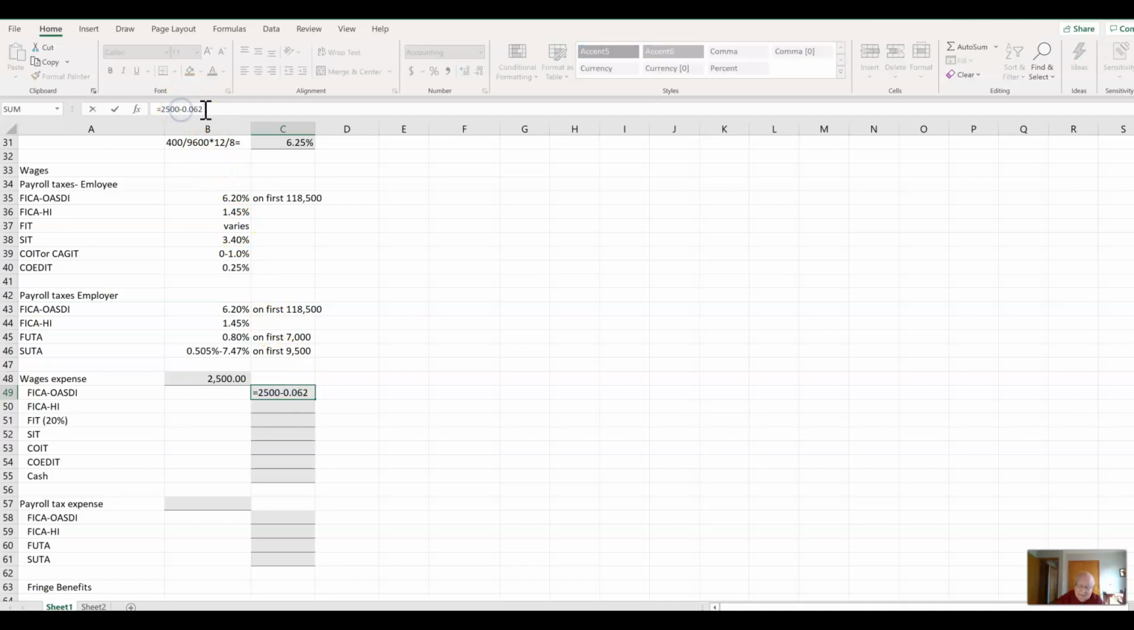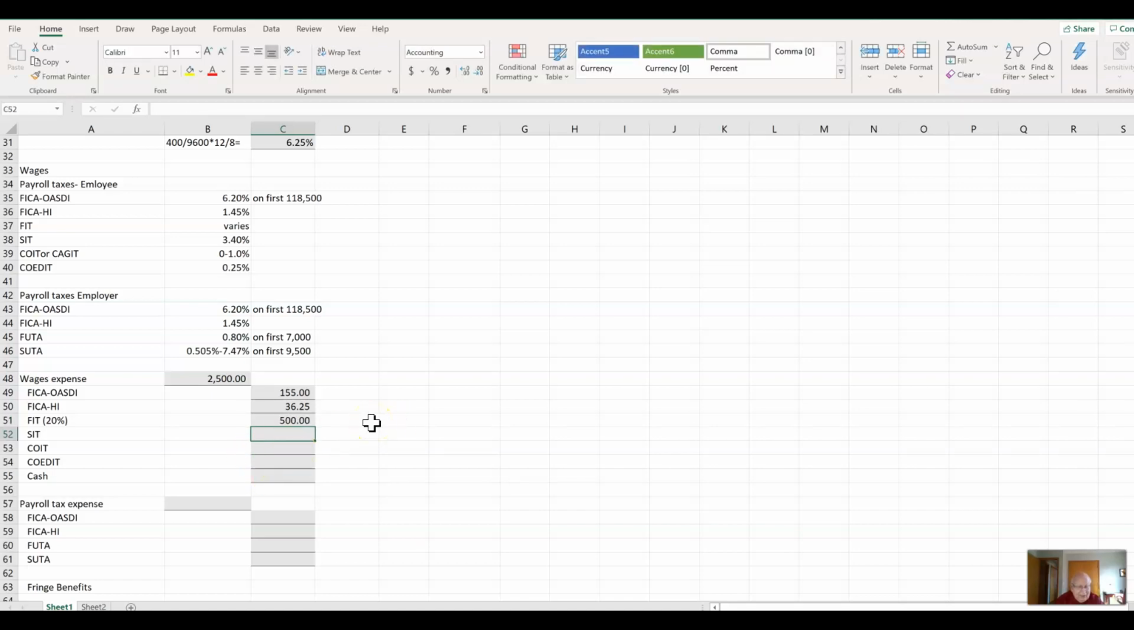I subtracted, sorry. Times, there we go, 155. I want to multiply. The health insurance is the $2,500 times 0.0145, which is $36.25. If you just take the employee's, I just gave it to you as $2,500, and that's at 20%.